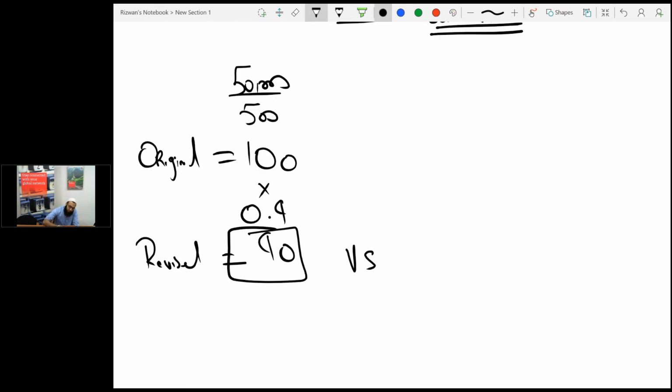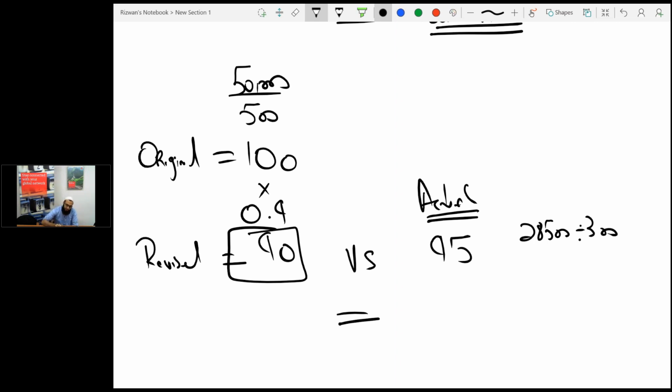Compare revised with actual. R versus A. Remember? Such a great technique. R versus A. Actual. So what is actual? We can work out. Actual is 28,500 divided by 300 and the actual answer is 95. So what's the answer? It's favorable because the revised standard says you have to sell it for 90 and you actually sold for 95. So it's a favorable variance. Got it, my friends? This is a favorable variance. That's it.